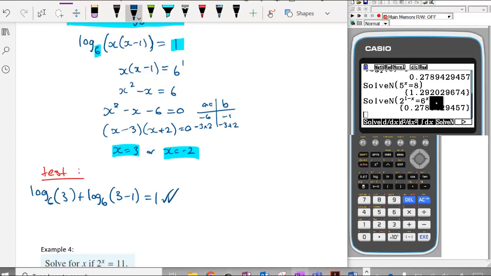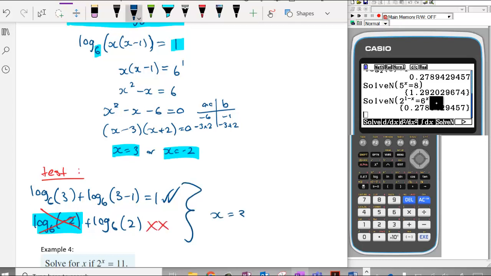So this one's fine. When we look at the second option, we've got log base 6 of negative 2 and log base 6 of 2. This negative, we can't have the log of a negative, will mean that it's impossible, and therefore that's not a valid solution. So our final answer is that x is equal to 3.